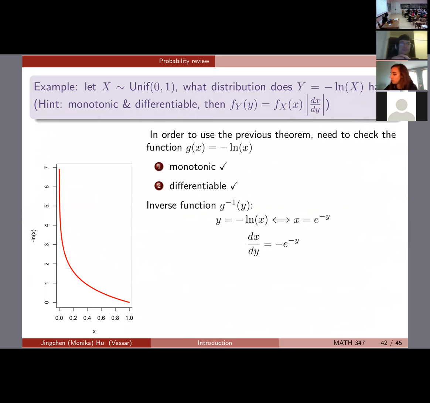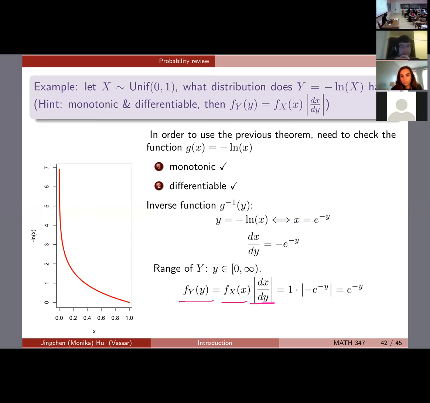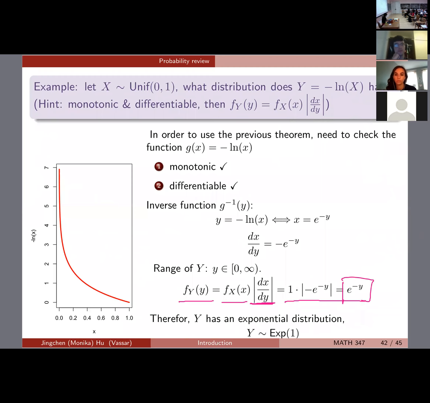And then in the end, first of all, you know that the range of y is from 0 to infinity. Then using the formula that we know, f_y is f_x multiplied with the absolute value of dx over dy, which will be e to the negative y. I don't know if you remember the exponential distribution, but this will be the exponential distribution with rate one. But for now, as long as you can come up to this part, we're good.